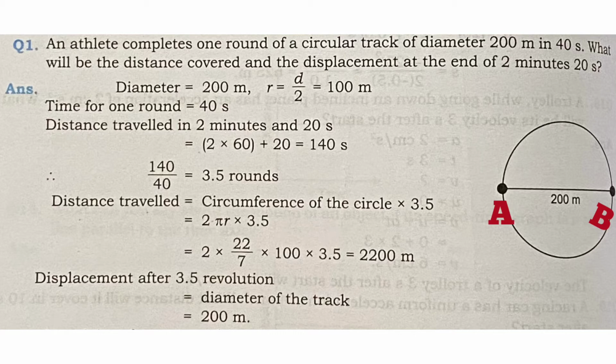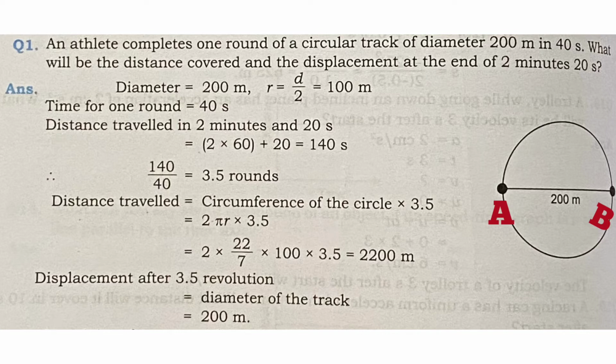Now here we are asked to find the distance and displacement at the end of 2 minutes and 20 seconds. So first of all, we will convert these 2 minutes and 20 seconds in terms of seconds. Why? Because the time for one round is given to us in terms of seconds, that is 40 seconds. Now we know that 1 minute is equal to 60 seconds. So 2 minutes will be 2 into 60, that is 120, and 2 minutes and 20 seconds will be 120 plus 20, that is equal to 140 seconds.